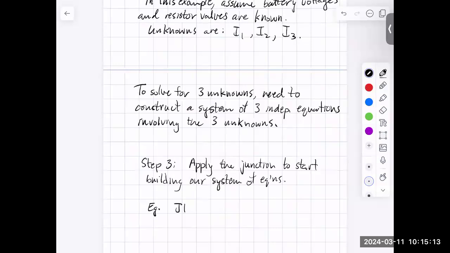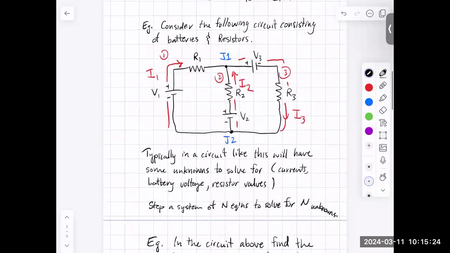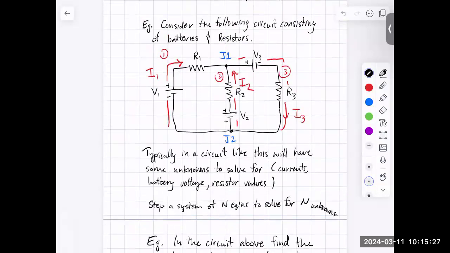Let's take the junction J1, and we're going to require that the current in equals the current out. Okay, so we go look at J1, and if I look at the current I1, it's headed towards J1, so that contributes to the current in. If I look at I2, it's also going up towards that junction. That's also contributing to the current I in. And then finally, we've got I3. It's flowing away from the junction J1, and so that's part of I out.